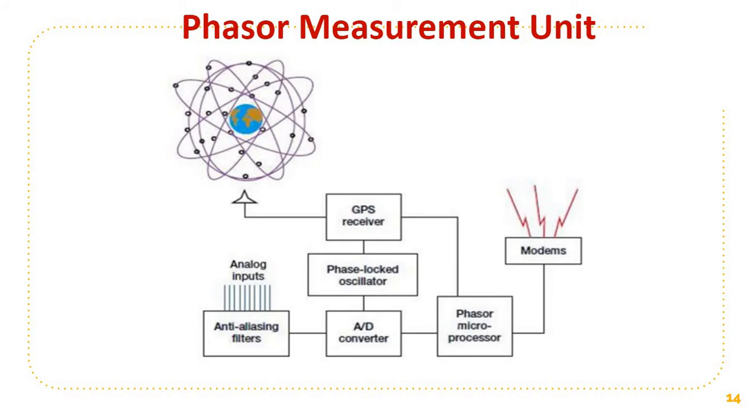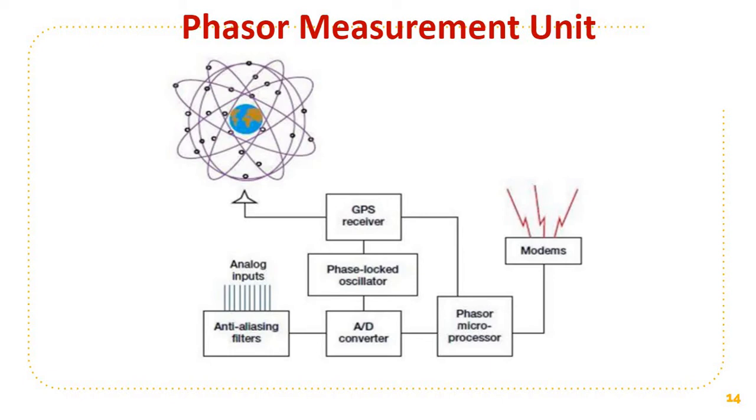This is the block diagram of a phasor measurement unit. You can see the analog inputs coming to an anti-aliasing filter. From there it goes to an A to D converter, and then a phasor microprocessor, and is transmitted over modems. Also it receives GPS. From the GPS it receives the time and position information, which is fed to the A to D converter after phase locking.